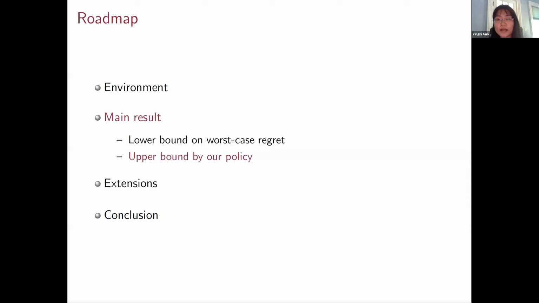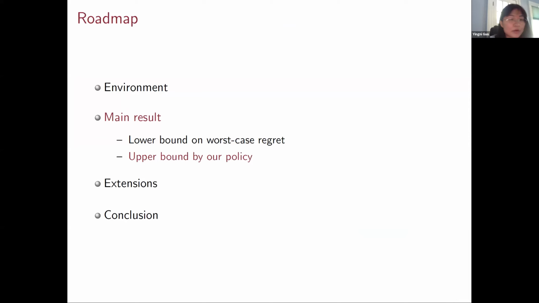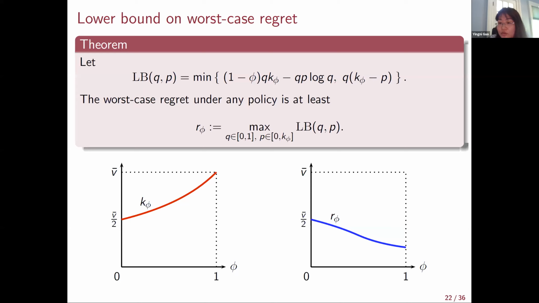Okay. So now, given this lower bound, we want to show that our policy indeed achieves it. I'm going to talk about the two extreme payoff functions of the regulator. The first one is phi equal to 0. We have shown that the worst case regret is at least half V bar, and we are going to establish that the price cap policy achieves this half V bar in terms of worst case regret. The second one is when phi is equal to 1. For everything in between, you have to trust me that we have a proof.